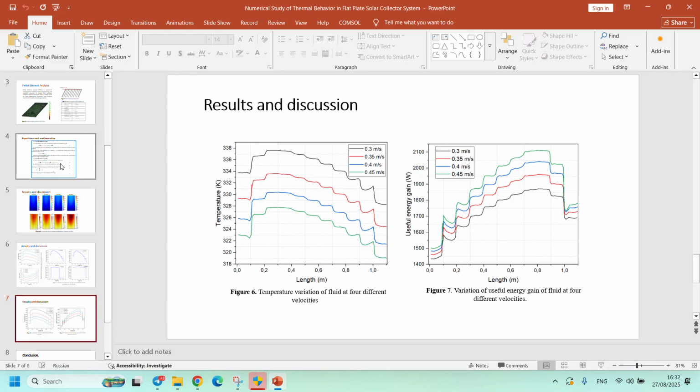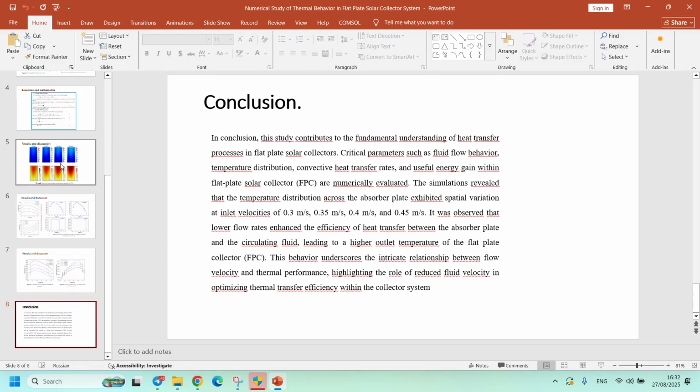Let's turn to the conclusion. In conclusion, this study contributes to fundamental understanding of the heat transfer process in a flat plate solar collector. Critical parameters such as fluid flow behavior, temperature distribution, convective heat transfer rates, and useful energy gain within a flat plate solar collector are numerically analyzed in COMSOL Multiphysics.